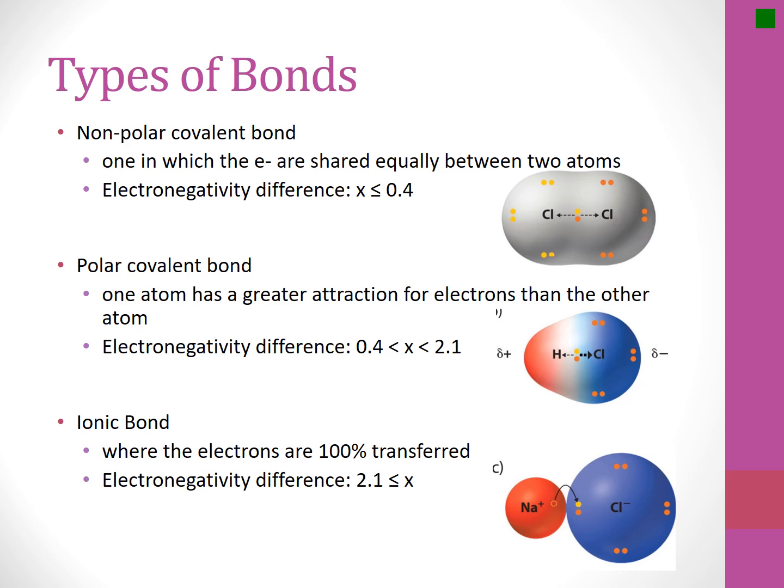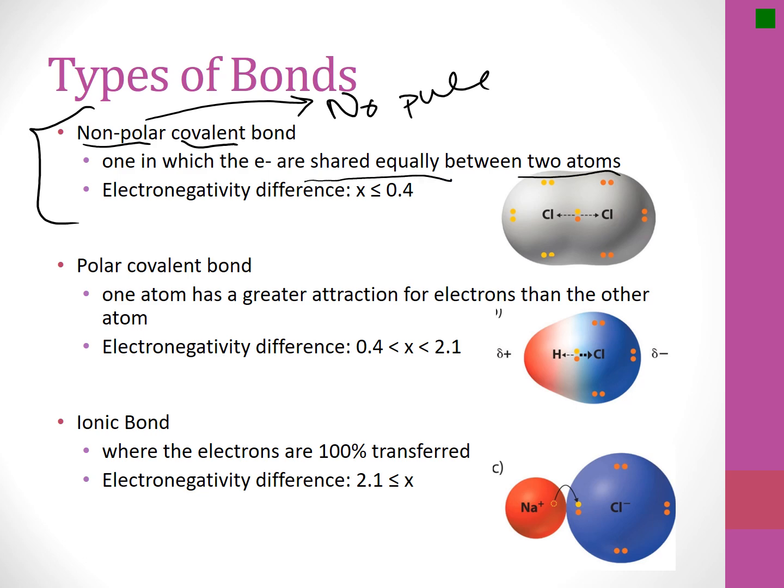So there are three types of bonds that you're going to have to understand, and these are between just two individual atoms. The first is nonpolar covalent. The word covalent means that it is shared, and nonpolar, what I always think of is no pull. So there's no pull in a given direction of these electrons, which means the electrons are shared equally between two atoms.